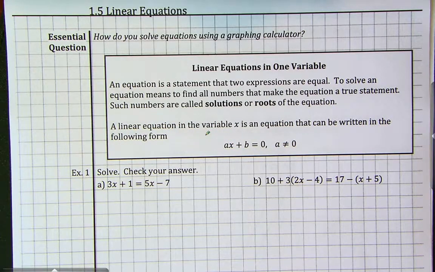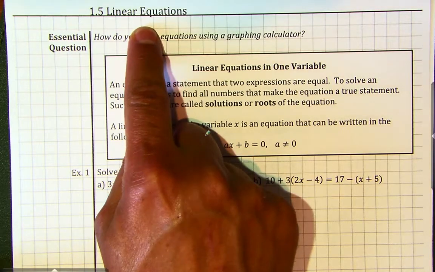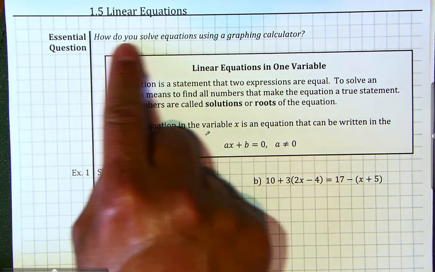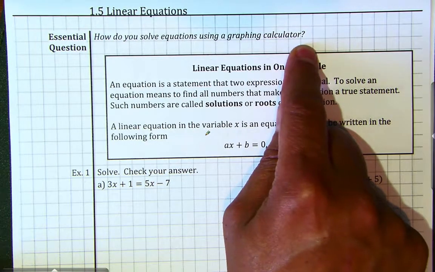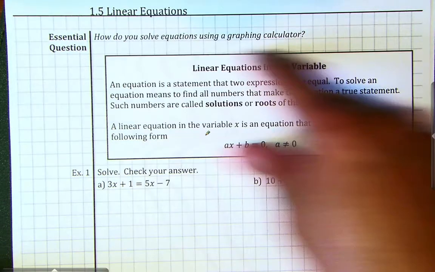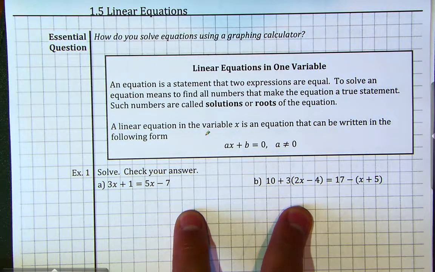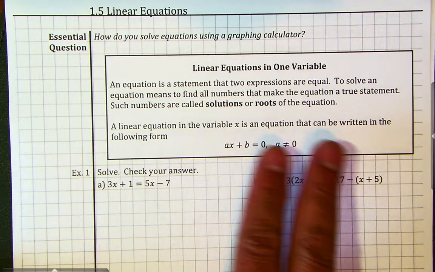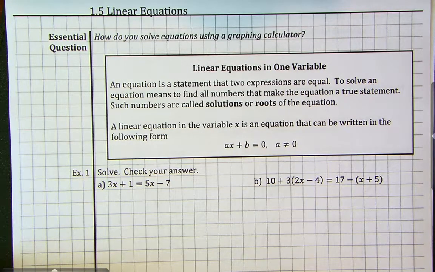Today we are going to cover section 1.5, linear equations. So write down your title, and be sure to write down your essential question: How do you solve equations using a graphing calculator? Paste your cutout or copy it down, and we have example number 1. Go and pause it, and we'll continue once you are ready.